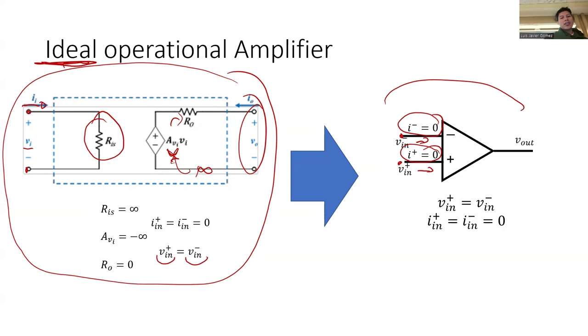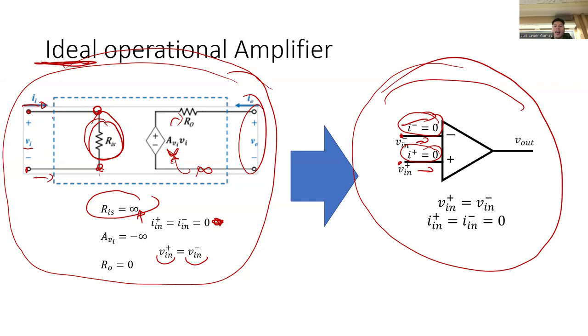Additionally, because there's no current coming into it, this resistance effectively has to behave like an open, so that there is no actual input current into the circuit. If this resistance is infinite, this is open, and so the current in has to be equal to zero. This is the equivalent circuit, but this is the circuit we deal with. We don't actually interface with these equations. We interface with these two constraints, and based on these two constraints, we can solve circuits.